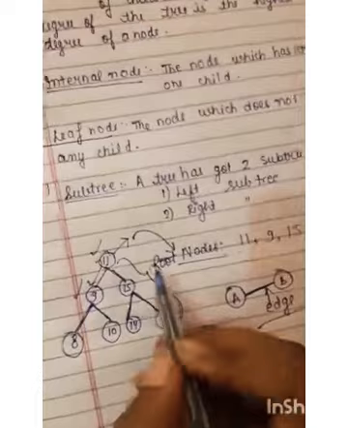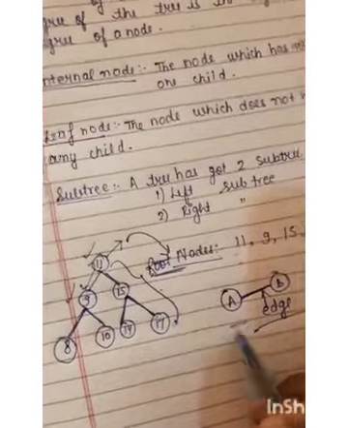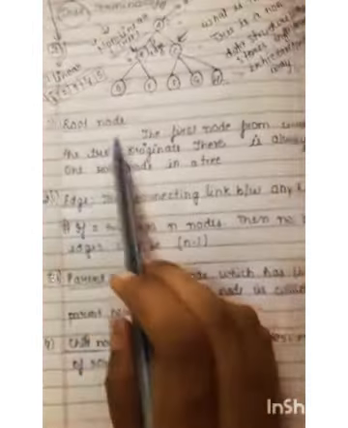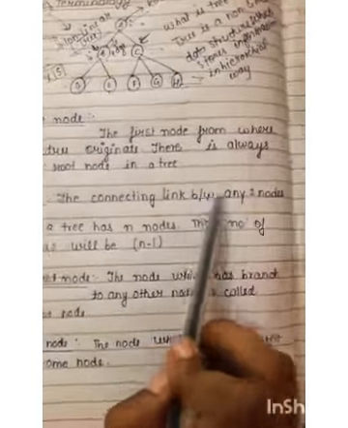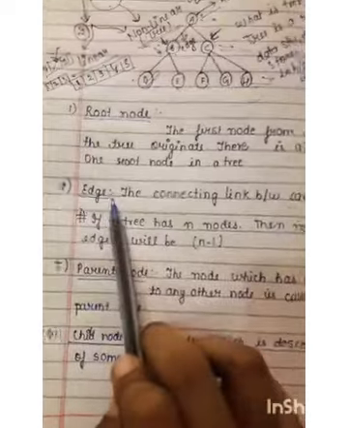So we have discussed the two terminologies, root node and edge. So root node we have already read. We will read edge now. So the connecting link between any two nodes is called edge.